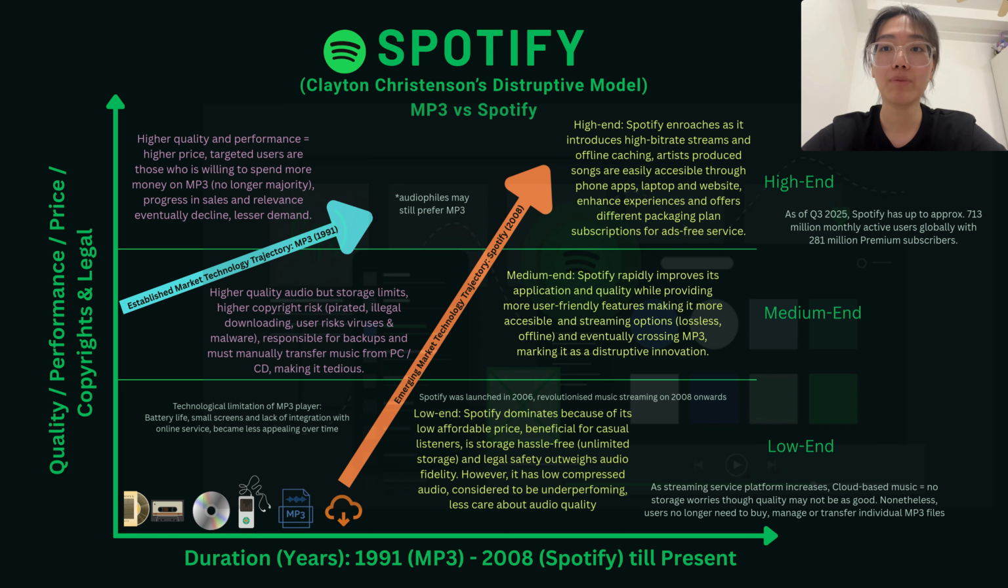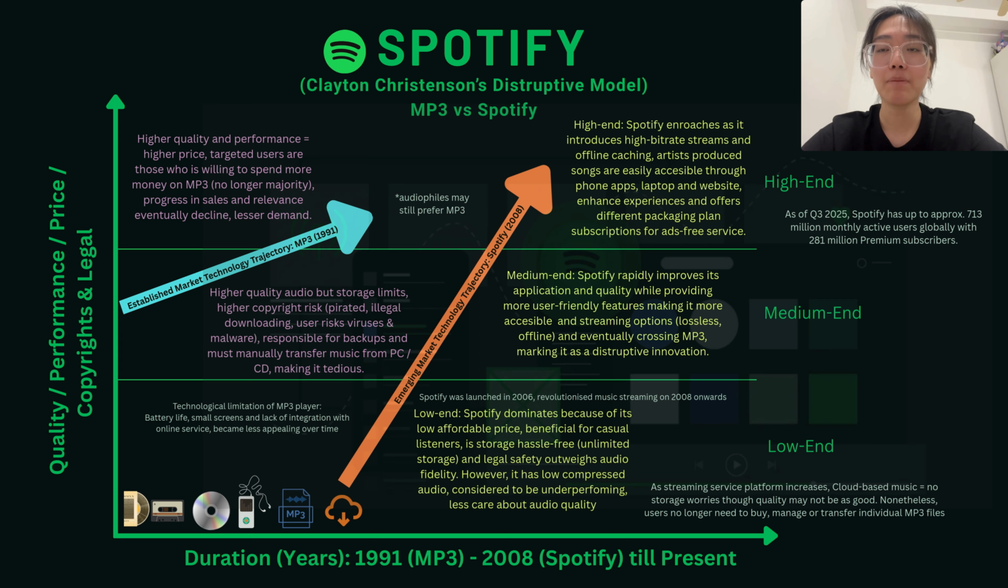In comparison with Spotify, the disruptive innovation, at the low end, Spotify initially offered lower audio quality compared to MP3, which meant it underperformed on traditional metrics. However, Spotify succeeded because it offered instant access to millions of songs, legal streaming, no storage limits, and low or free cost. This attracted casual listeners who valued convenience over audio perfection.